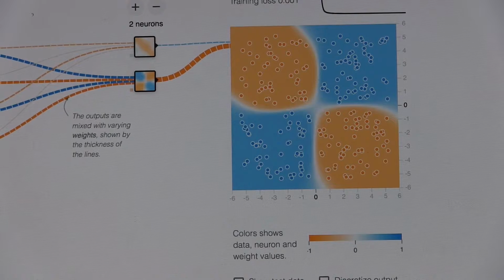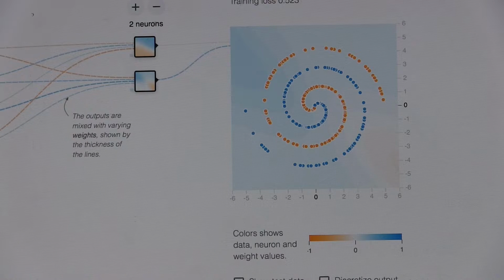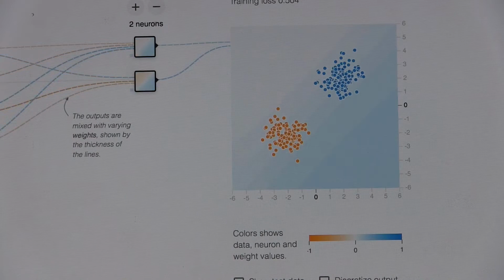Okay, so let's go back to the linear versus hyperbolic tangent. Was there another one that linear did well on, or didn't do well on? No, well, no one really did well on this one. Yeah, the spiral is tricky. But the linear only did really well on this one. The linear did well on that one.